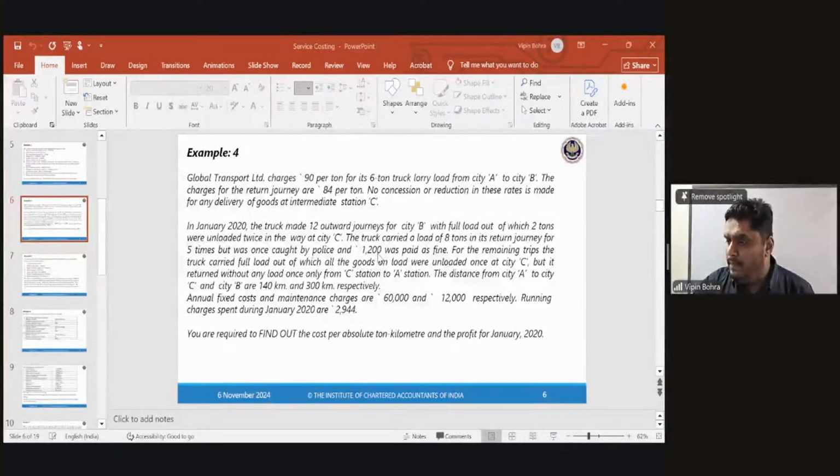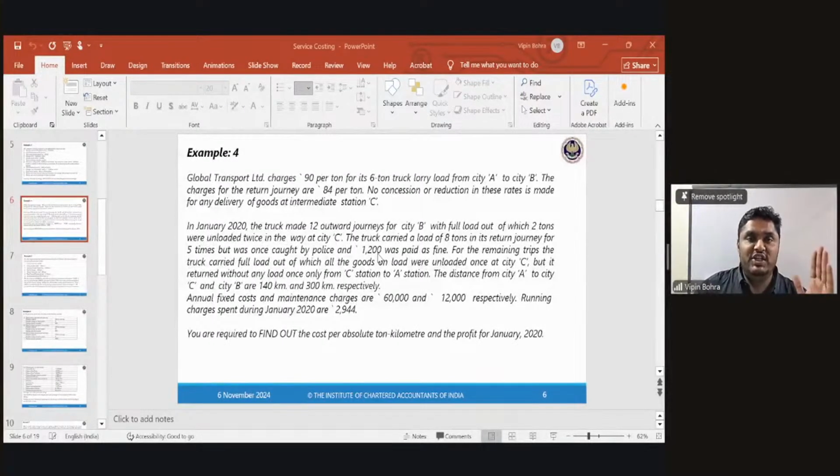So example number 4, Global Transport Limited charges rupees 90 per ton for its 6-ton truck load from city A to city B. The charges for the return journey are 84 per ton. Now, no concession or reduction in this rate is made for any delivery of goods at intermediate station C.